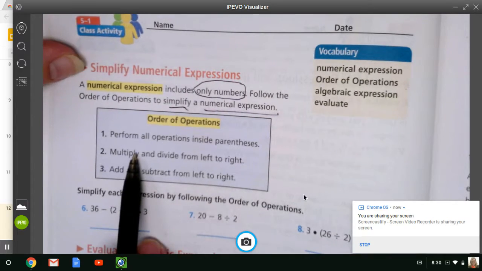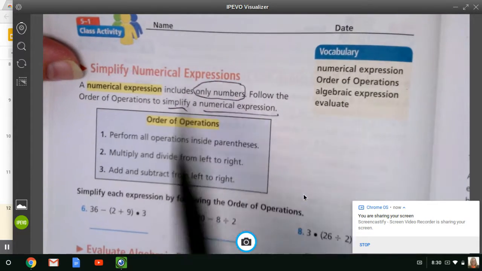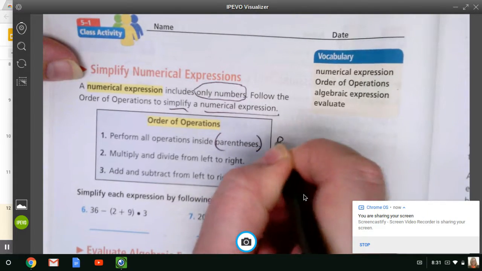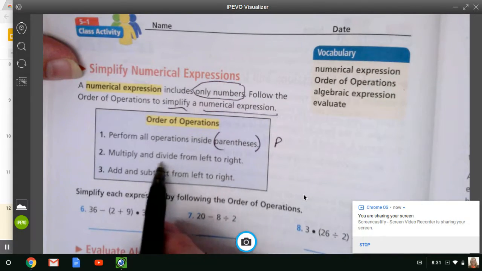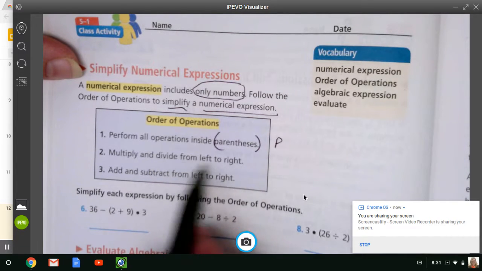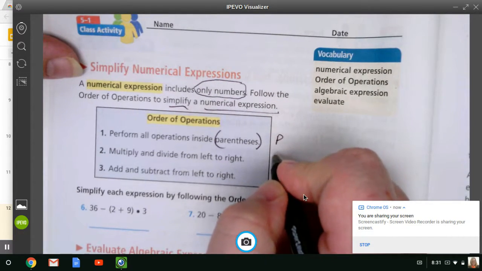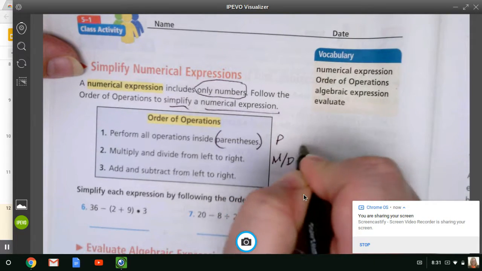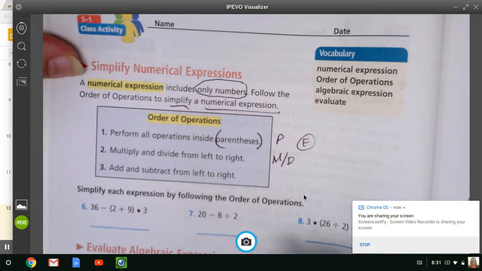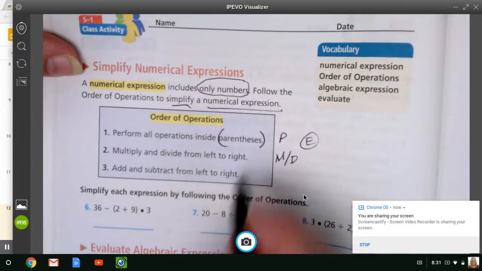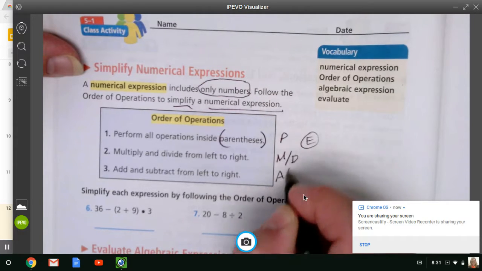So this is the same thing here. Perform all operations inside parentheses. So there's your P. Multiply and or divide from left to right. So whichever comes first. They're both equally important. So that's where your multiply or divide comes in. Remember the exponents will probably come later. And then you add and subtract from left to right.